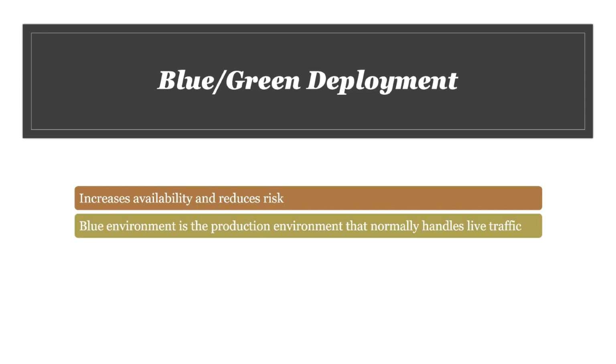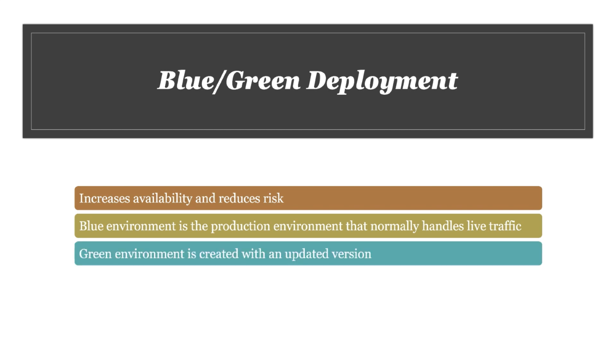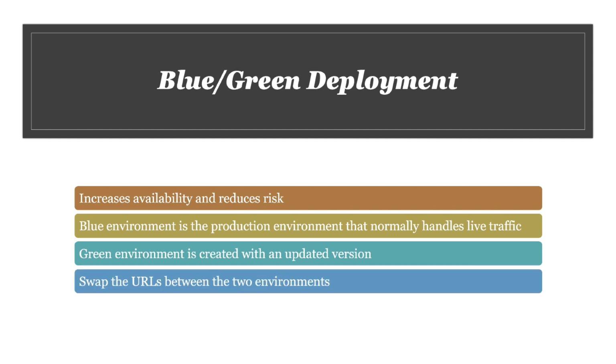The blue environment is the production environment that normally handles the live traffic. The green environment is created with an updated version. Then you swap the URLs between these two environments so that the entire traffic is being sent to the green environment, which has the latest version running on the instances. So that's all about the deployment strategies or the update strategies.